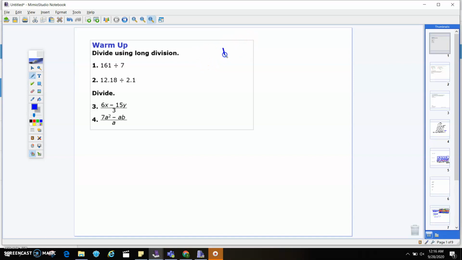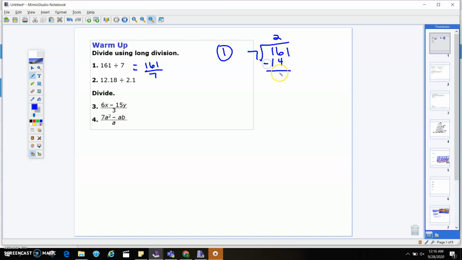Okay, so on number 1, throwbacks to the old days. Remember, this could also be written out as 161 divided by 7. So remember, top dog goes in the house, and we've got 7 on the outside. Well, how many times does 7 go into 16? Twice. 2 times 7 gives me 14.